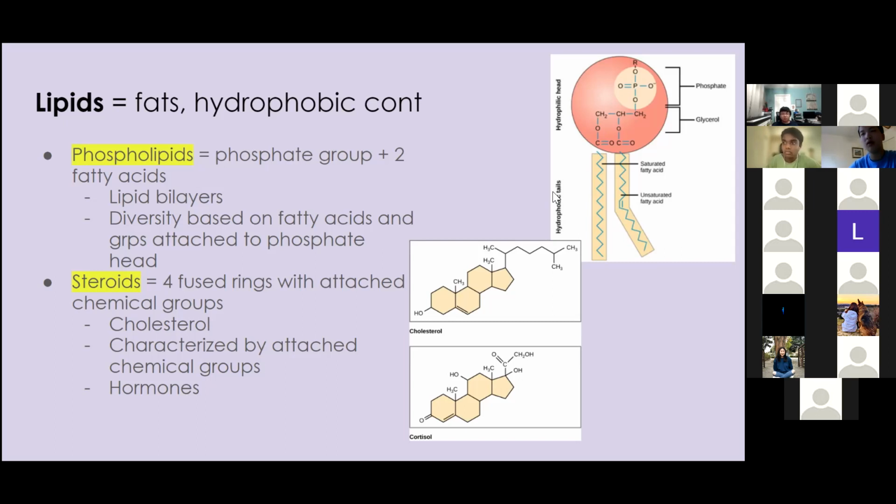And then we have our third group of lipids, which are steroids. Steroids are basically defined as having four fused rings and attached chemical groups. Examples of steroids include cholesterol. We also have steroid hormones. And again, these are characterized by their attached chemical groups. So as we can see over here, in cholesterol and cortisol, there are four fused rings, and then we have the attached chemical groups.